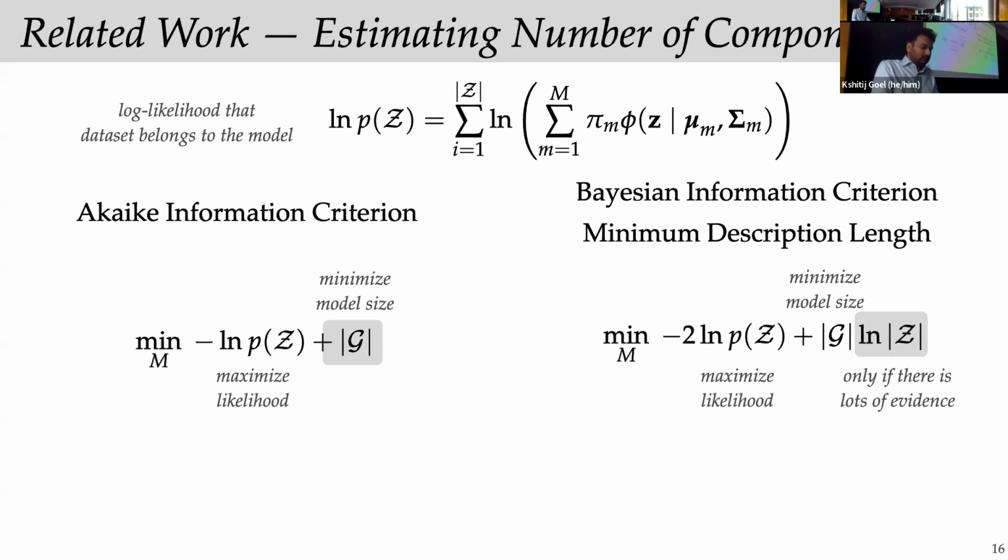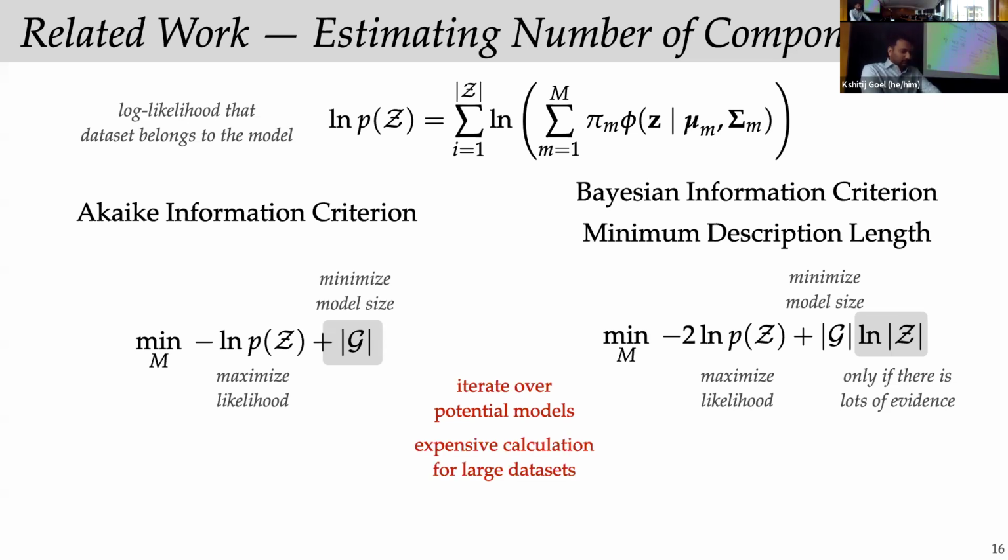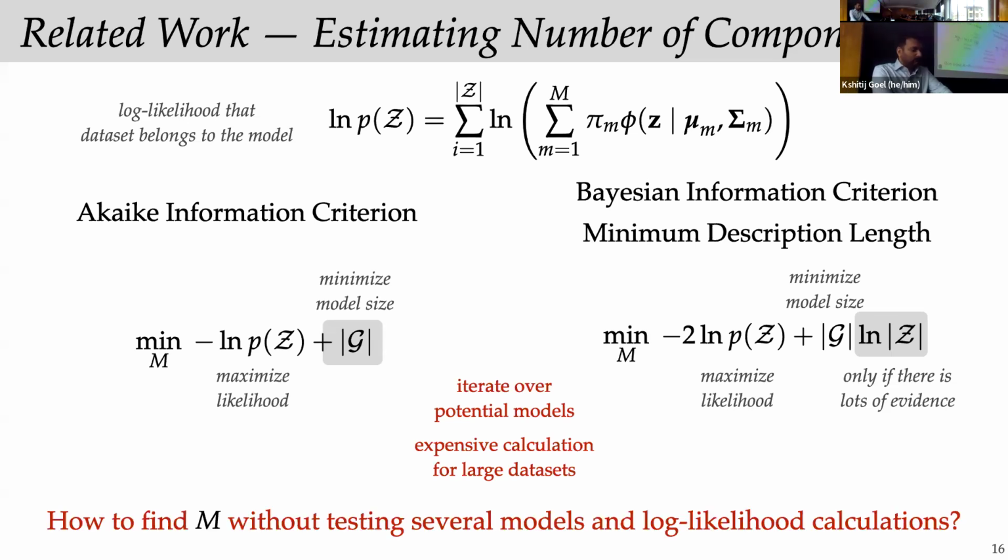The problem with these kinds of approaches is that you have to iterate over several values of m, which means you have to iterate over several models. And calculating these criterion values is expensive for each value of m. So we want to find m without testing several models and doing expensive log likelihood calculations.